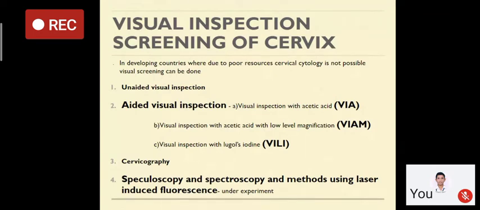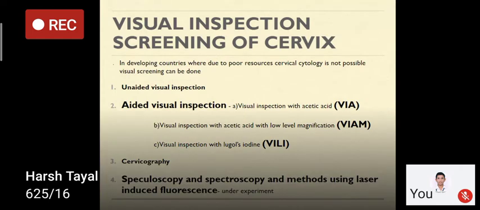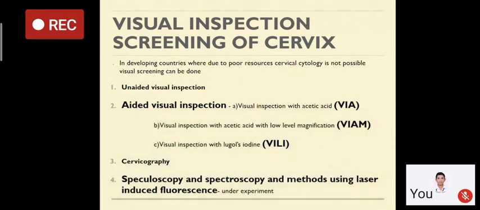One is unaided visual inspection, no, four types. Then aided visual inspection using acetic acid, and acetic acid with low level magnification, and then VILI, which is inspection using Lugol's iodine. Other methods which are generally lesser done are cervicography or speculoscopy or spectroscopy method using laser induced fluorescence. These are under experiment. They are not yet used by us.